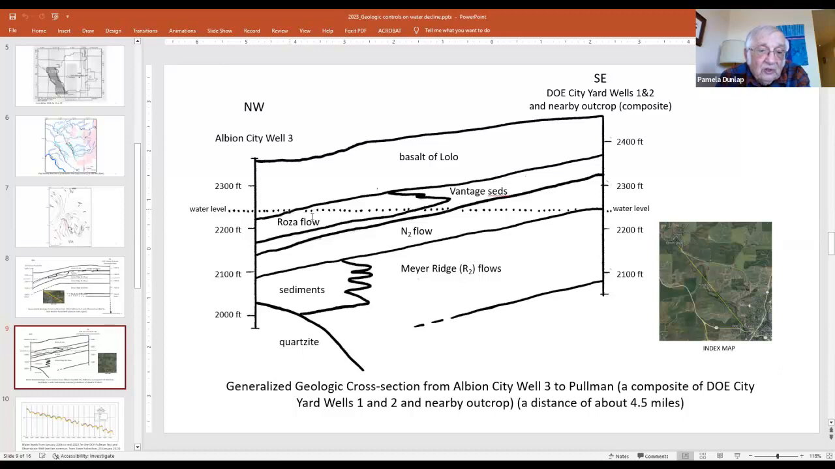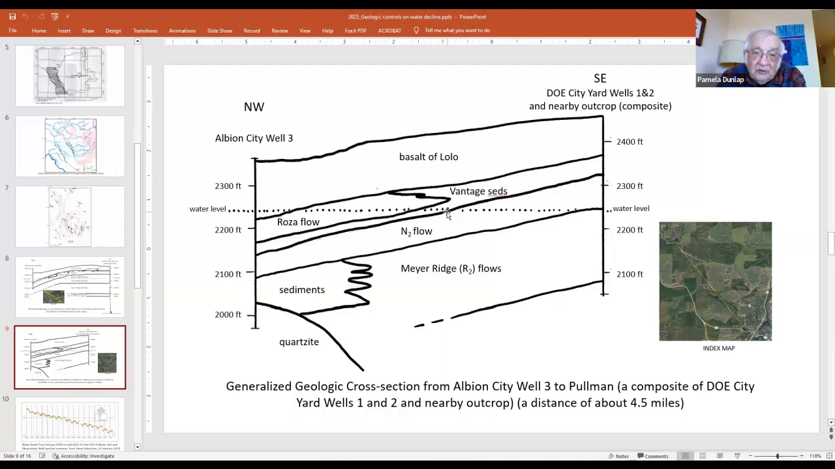You see, since the interflow contacts are dropping, then you have the water level crossing these interflow zones. And if we would drop it another 40 feet down here to the 2200 level, you would see we now no longer have the same amount of the Rosa flow, no longer have the same amount of interflow zones between the Rosa, the Vantage, and the N2 flow. So if you drop it 40 feet, you're now having these dry discharge areas.